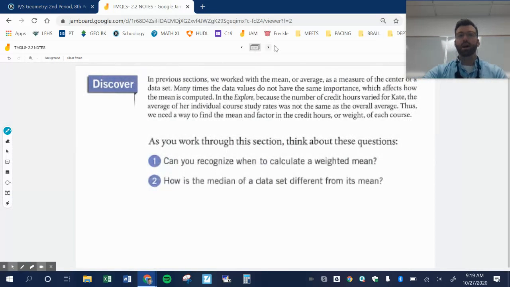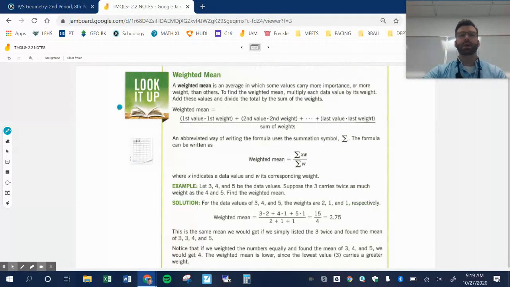Okay. So our discovery question. What we're going to ask is, can you recognize when to calculate the weighted mean, and how is the median of a data set different from its mean? Okay. So let's talk about the weighted mean. We're going to do this at the end of class to calculate GPA. This is what happens when you're calculating your GPA. You're calculating a weighted mean. As well as in our class, when you think about your overall grade in the class, each category is weighted differently.